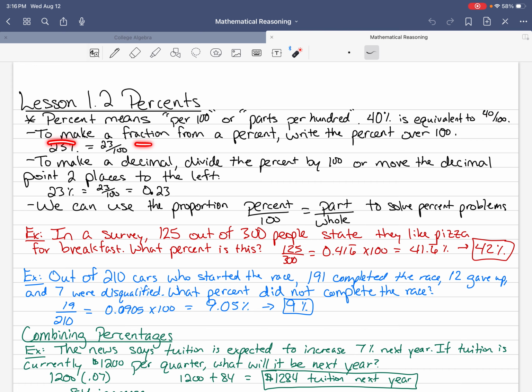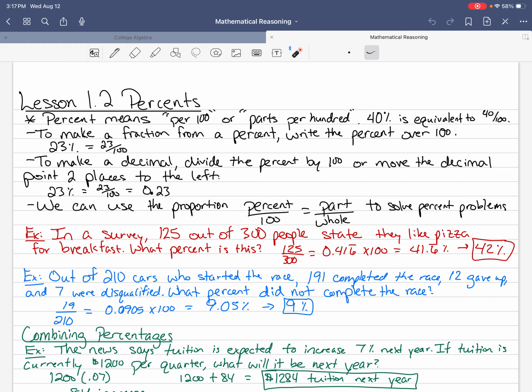In order to make a fraction from a percent, you're going to simply take the percent and write it over 100. For example, if I have 23%, I would rewrite that as 23 over 100. And then you would reduce that fraction if you could.